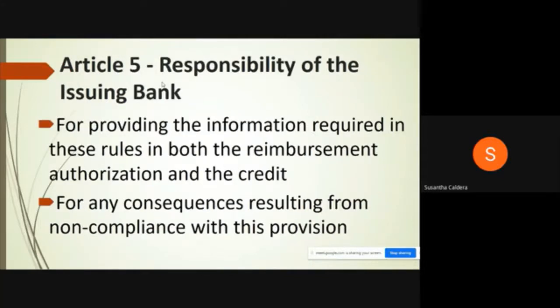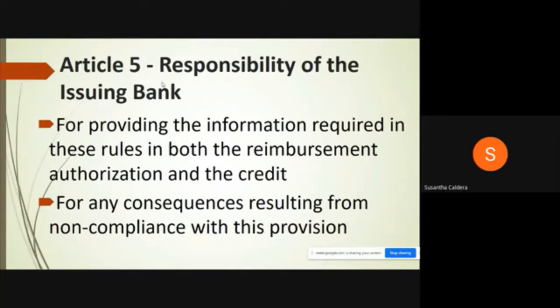Article 5, responsibility of the issuing bank. Responsibility of the issuing bank for providing the information required in these rules in both the reimbursement authorization and the credit.